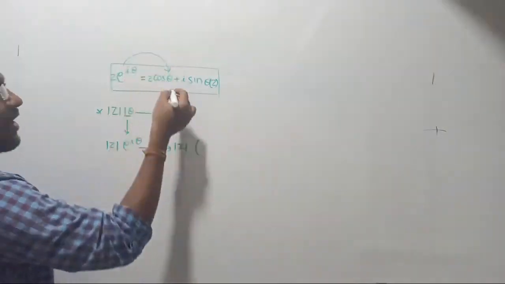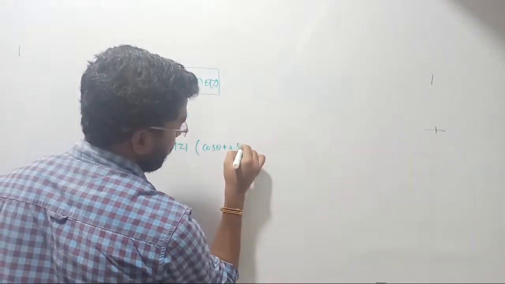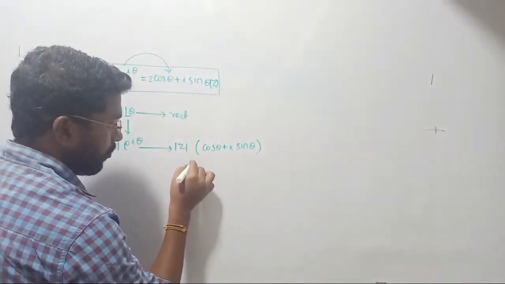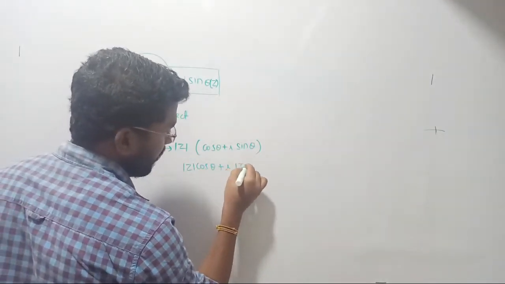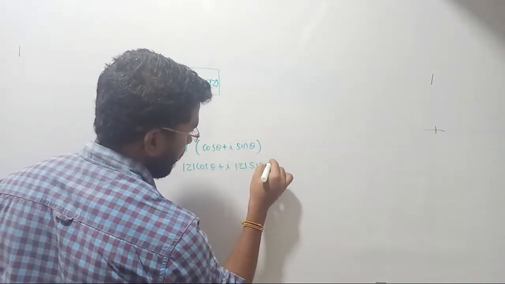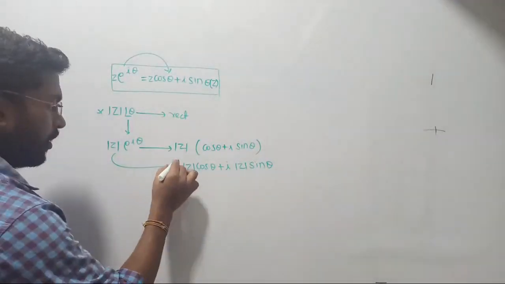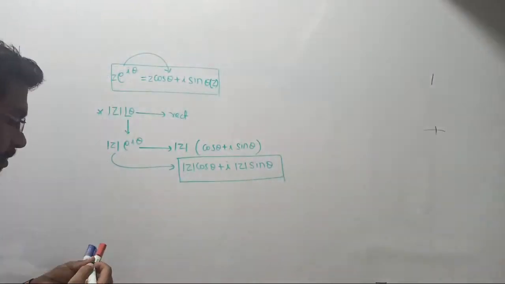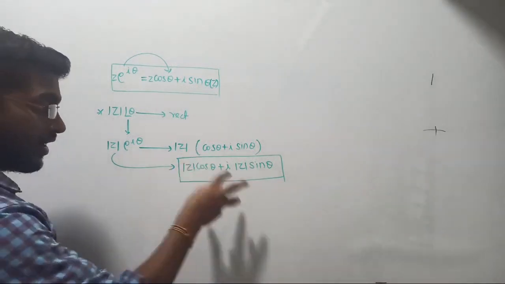But e power I theta can be rewritten as cos theta plus I into sin theta, such that if you open up the bracket, then you are going to get mod z into cos theta plus I into mod z into sin theta. That is how we are getting a rectangular form from the polar domain. Clear? Just remember, these procedures are all very important. I know many of you know these things, just refresh, that's enough. That is how we are getting rectangular from polar.